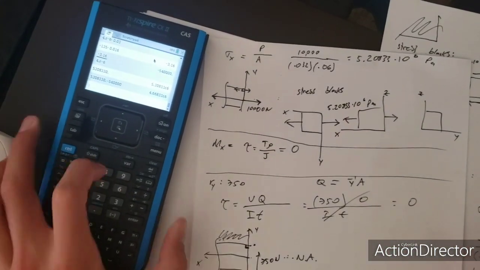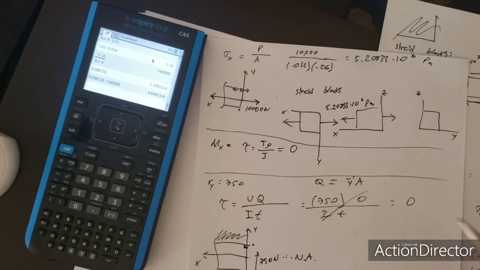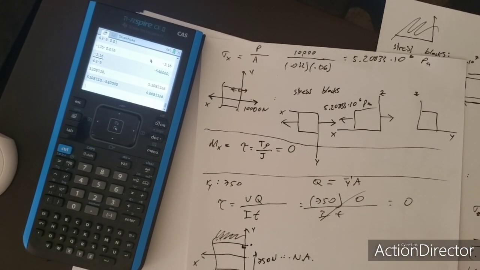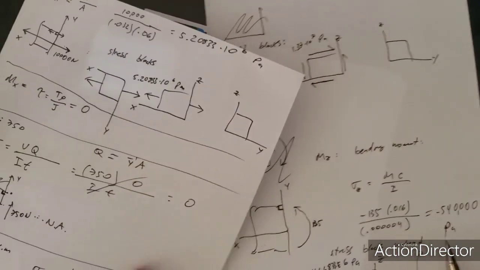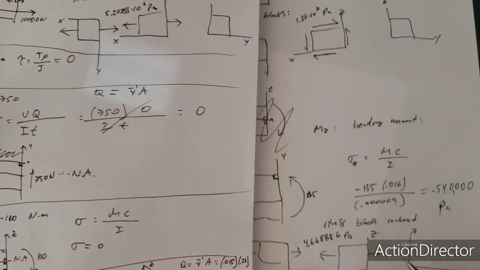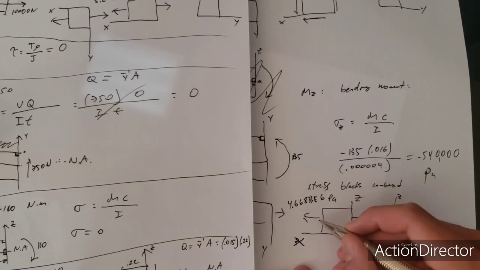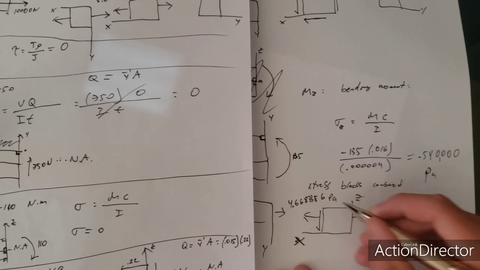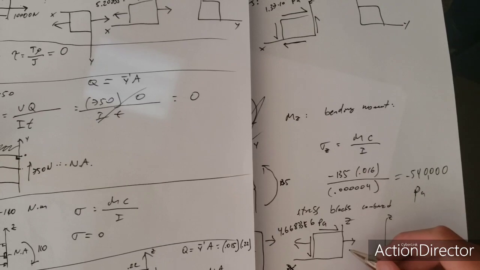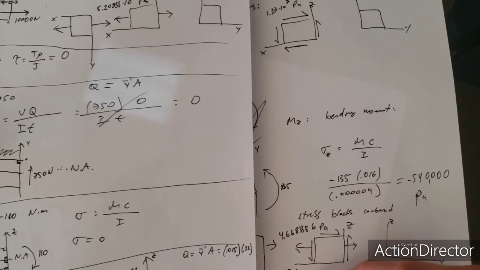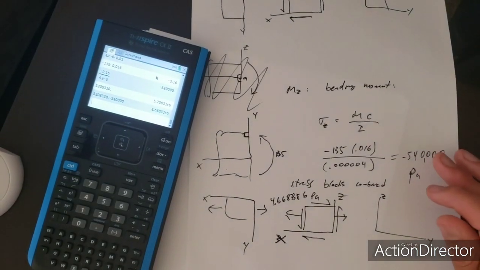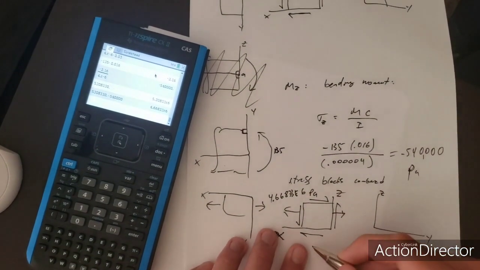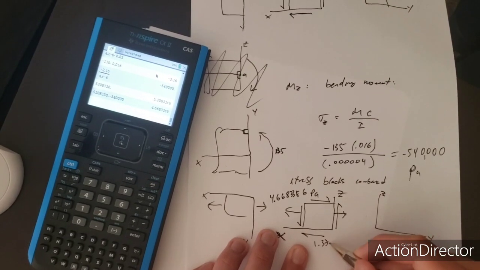And then let's see if I have any other shearing stresses. 0, 0, and the last one, it appears I just have 1, which is 1.37 times 10 to the 7. And it's going this way, this way, this way, and here. That is the only shear stress that I have. So 1.37 times 10 to the 7 Pa.